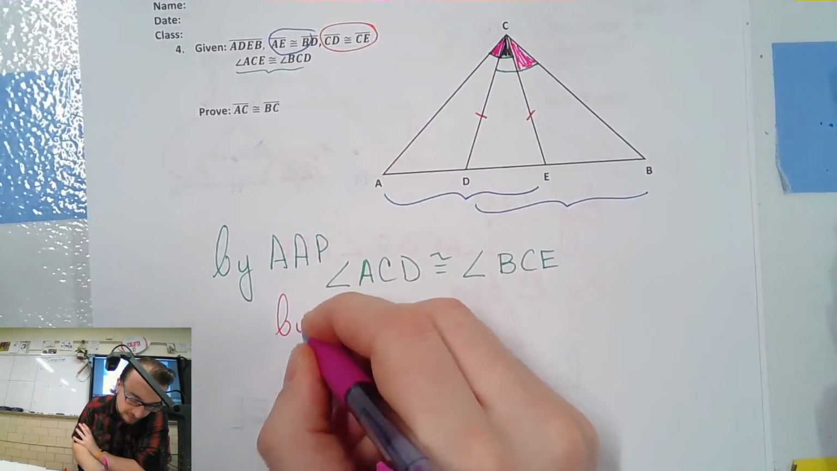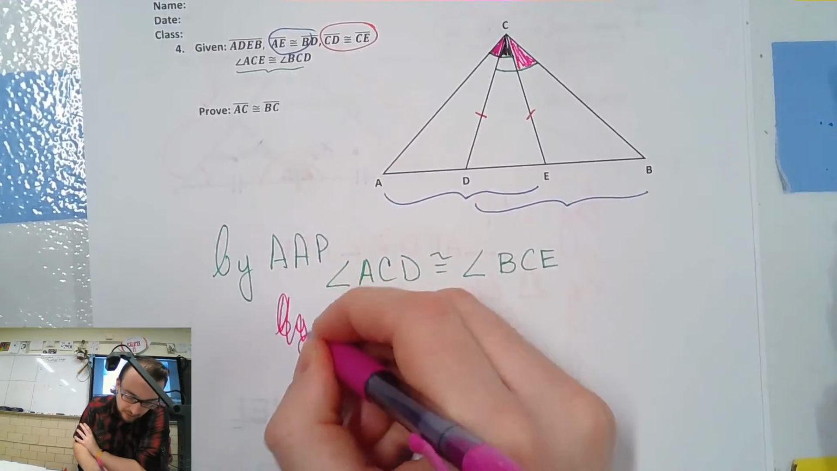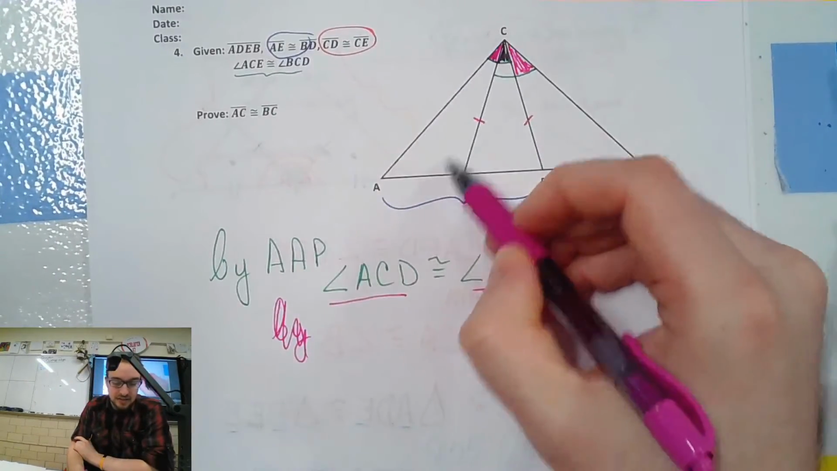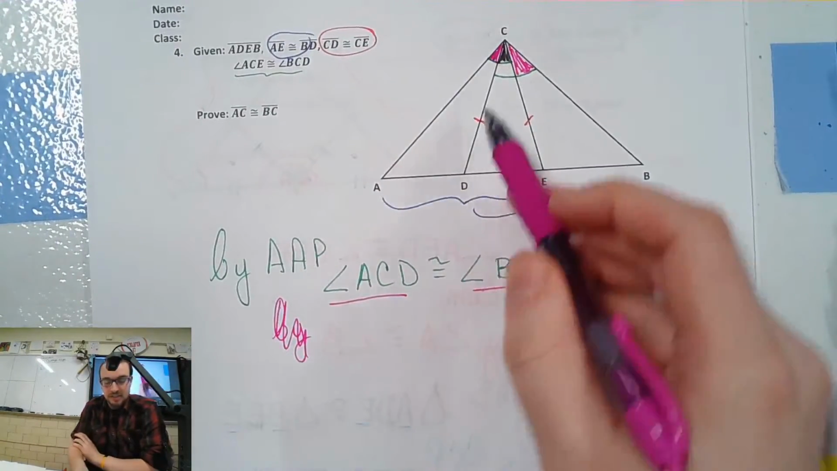So by, oops, I already wrote them. So these angles are congruent, right? Sorry, I didn't use pink. Those two angles are congruent. Now we've got an angle aside and then nothing else, right? Because that blue part applies to this big triangle right there.